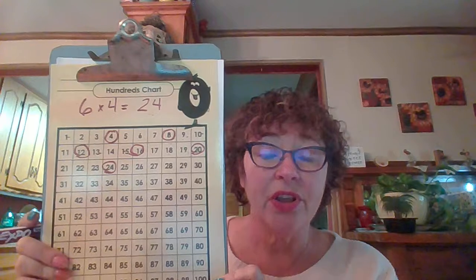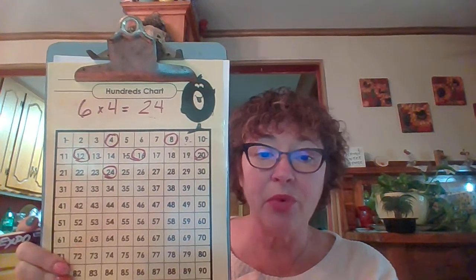Now, you may not have a sheet like this at home that has been laminated, and that's okay. You can use beans as markers to put on the chart, and that can be your circle, okay? If you just have a regular sheet of paper, again, use a hundreds chart. You can look online and find free printable hundreds charts.